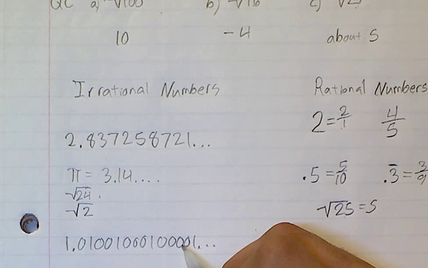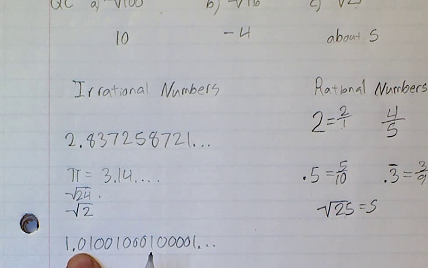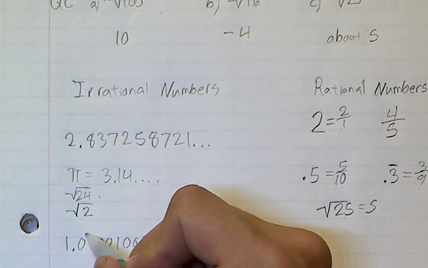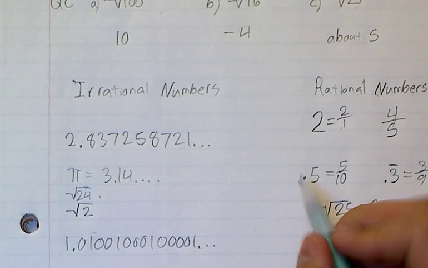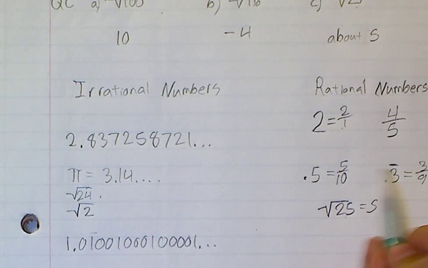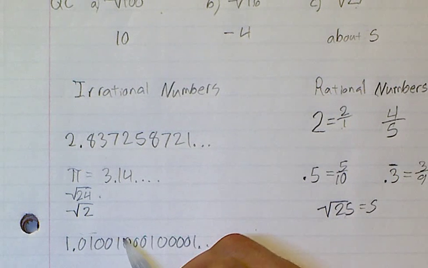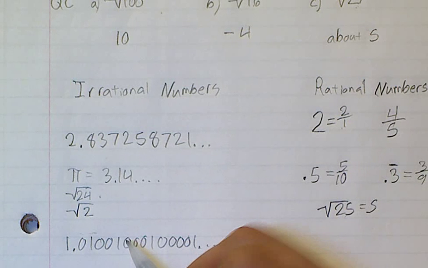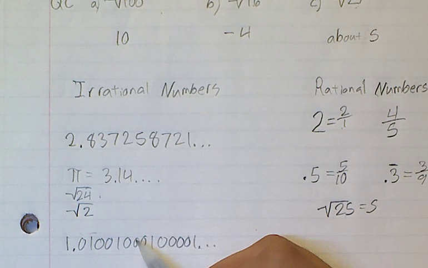The problem is, this pattern doesn't repeat. You don't see 0.010101. You don't see 0.0010001. No. The zeros are increasing. There's nowhere that you can stop to put the repeat bar like we have for the 3. You can't put a repeat bar over any of this to signify what's repeating. So this is an irrational number.